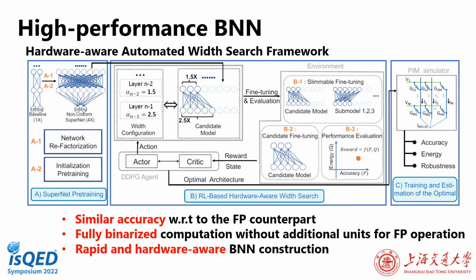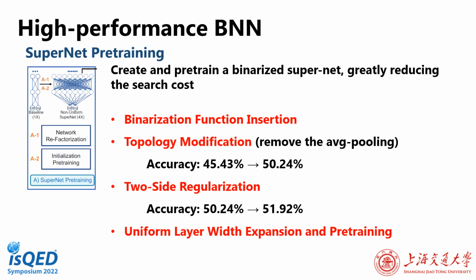A BNN with comparable accuracy and minimized energy is obtained via 3 stages. First, SuperNet pre-training, then reinforcement learning-based optimal wide searching, and finally, the architectural training and estimation. In the SuperNet pre-training stage, we create and pre-train a binarized SuperNet with reduced cost. The binarization function insertion is to binarize all convolution and linear layers. The batch norm and activation binarization can be fused and performed by comparator without introducing extra floating-point units.